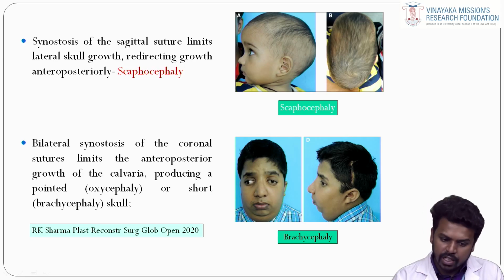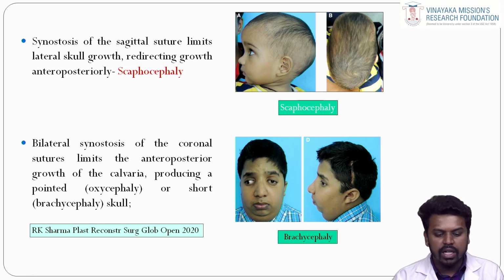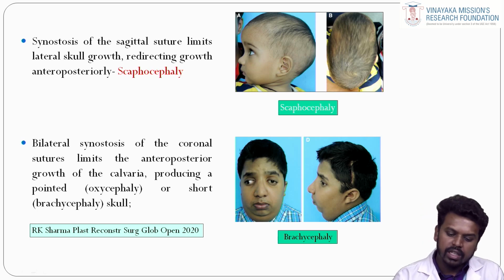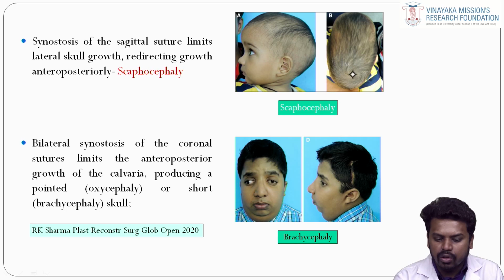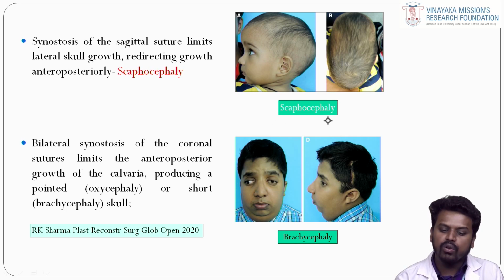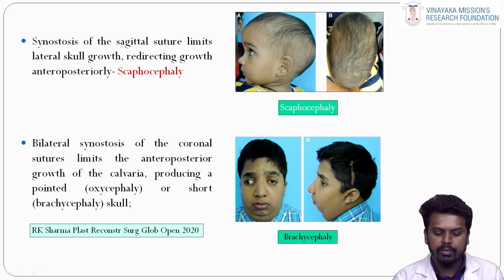The synostosis of the sagittal suture limits lateral skull growth and redirects growth antero-posteriorly. The skull growth is limited in the lateral aspect, whereas the antero-posterior is increased. Redirecting the growth antero-posteriorly is known as scaphocephaly. Whereas bilateral synostosis, premature fusion of the coronal sutures bilaterally, limits the antero-posterior growth, producing a pointed or short skull. It is known as brachycephaly.